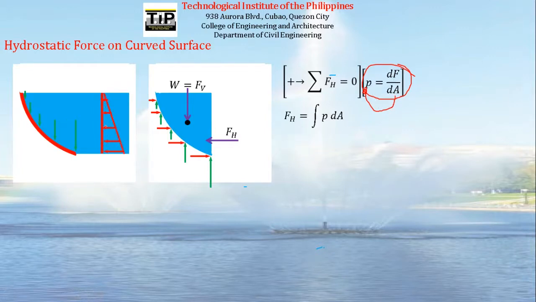we have here the pressure diagram. Still, we will have a pressure diagram. The force, or dF, will become F sub H if we integrate this one. So the integral of dF is F sub H, and this is equal to the integral of P dA. So this is where it comes from. We multiply here, so the integral of P dA.